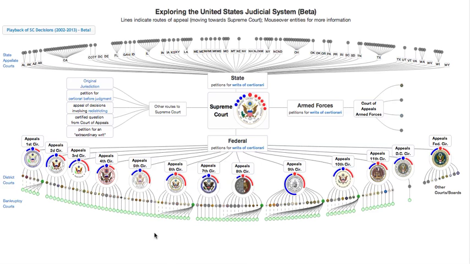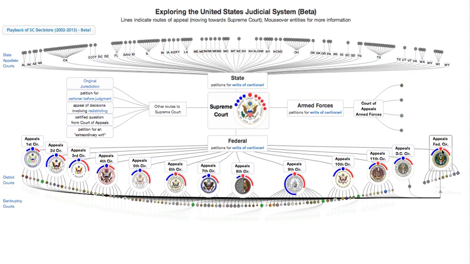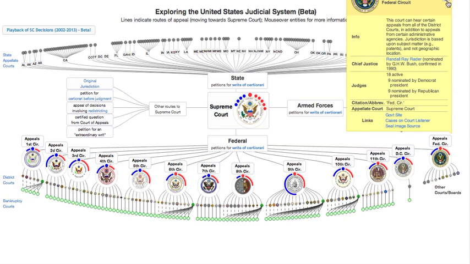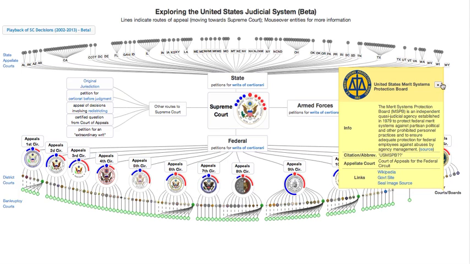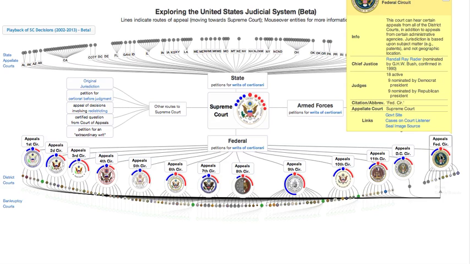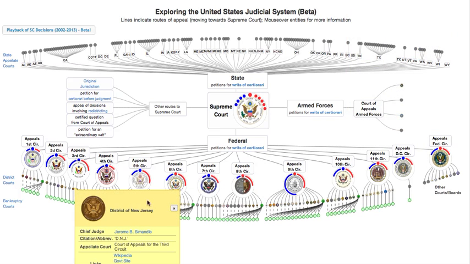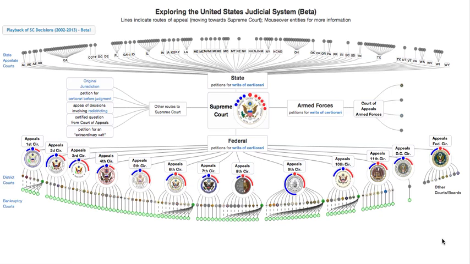So I've got the appeals circuit courts, including the D.C. court, and the special federal court of appeals, which hears mostly claims and all sorts of other stuff. If you mouse over and see what it does, it shows how there are certain cases where the appeals can go from the district court to the federal circuit court.